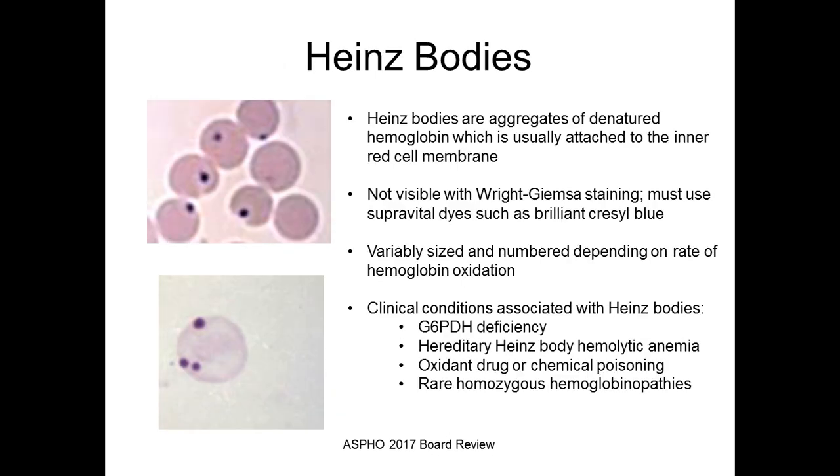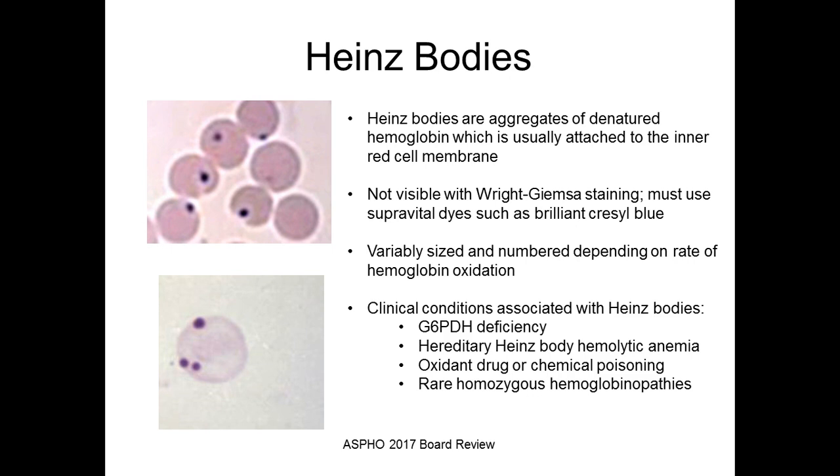Heinz bodies. Well, I mentioned Heinz bodies earlier. These are aggregates of denatured hemoglobin, and they usually attach to the inner membrane of the red cell. And these are not visible with normal Wright-Giemsa staining. You actually have to use a special supravital dye, such as brilliant cresyl blue. So it's very uncommon to actually see these right out of the laboratory.